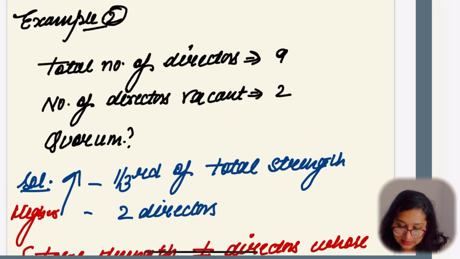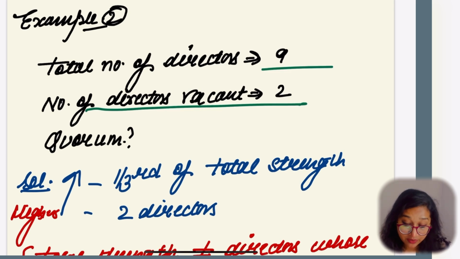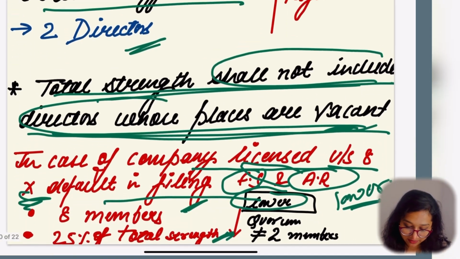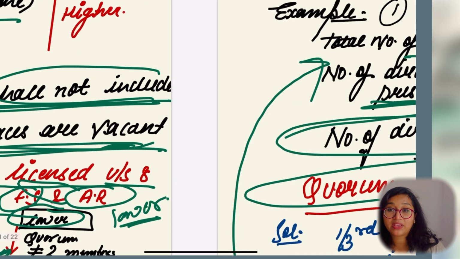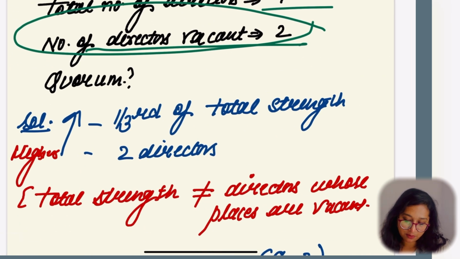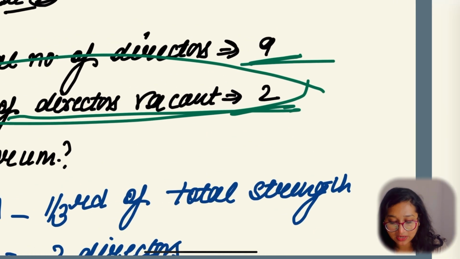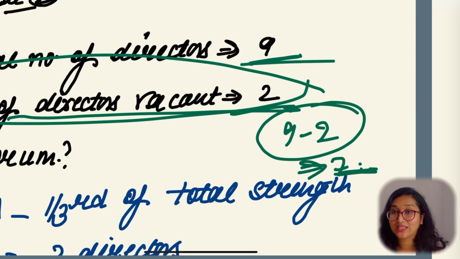Let's go for the next example where the total number of directors is 9, and the number of directors vacant is something else. Here is the thing which the law is saying. Let's go back again and read that sentence which says total strength shall not include directors whose places are vacant. Now let's jump into the question, which says that the total number of directors is 9 in number, and the number of directors vacant is 2. Did you get what I mean to say? So we are going to take total strength as 9 minus 2, which would be 7. 7 is going to be our total strength in this question.